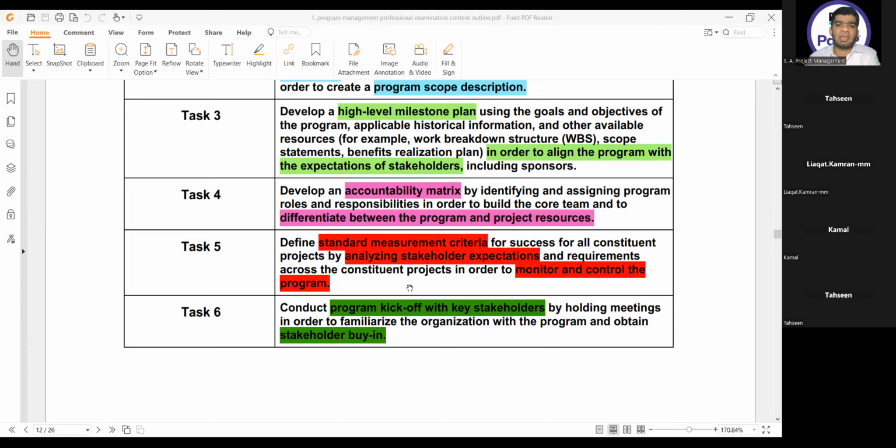But here he is only talking about general monitoring and controlling of the program. The minimum acceptance criteria is used when we have to close something or transition something, that okay, I am done with my thing, this has been accepted, and now I can go to the next phase, or I can hand over something to the operation side. Then the minimum acceptance criteria is coming. When he's talking only about monitoring and controlling the program, then the correct answer is standard measurement criteria for success.